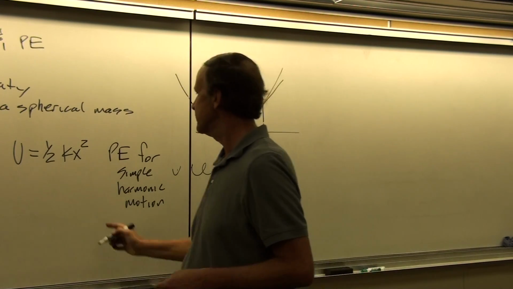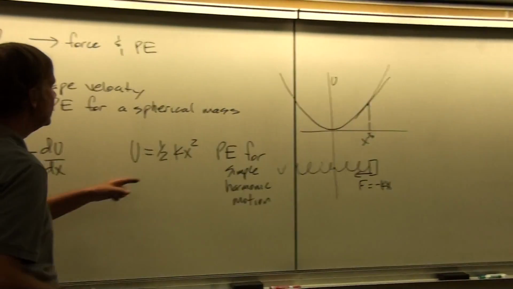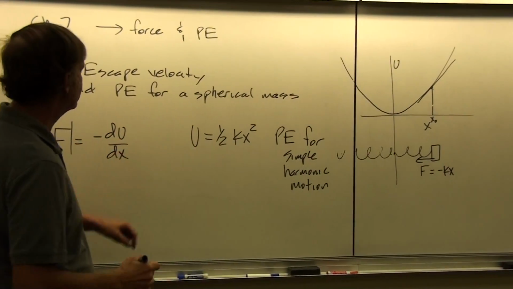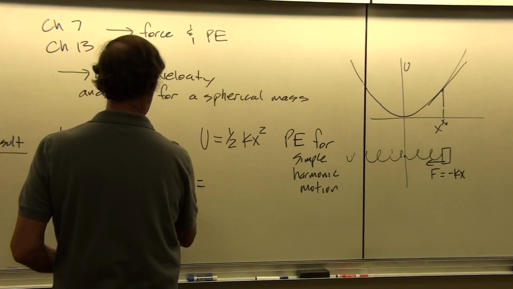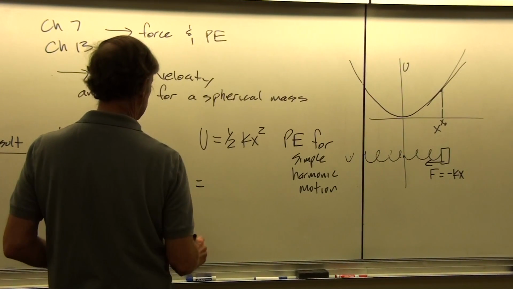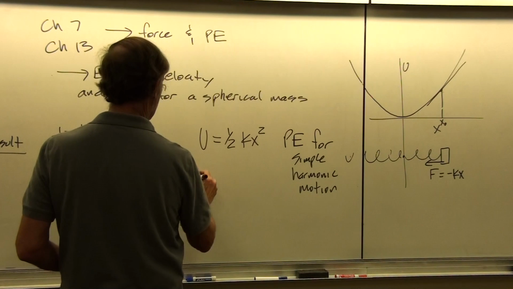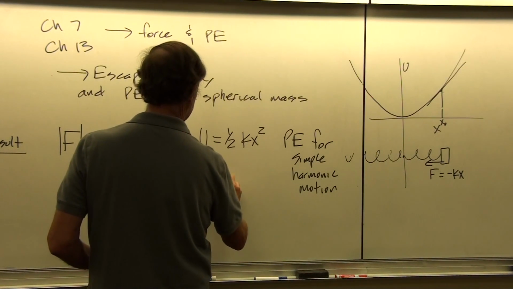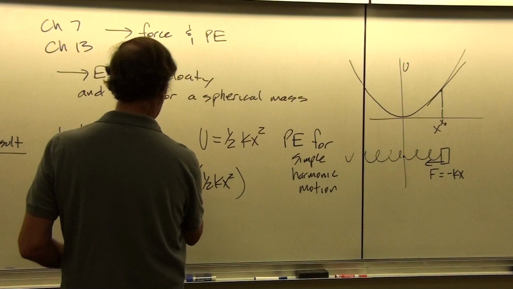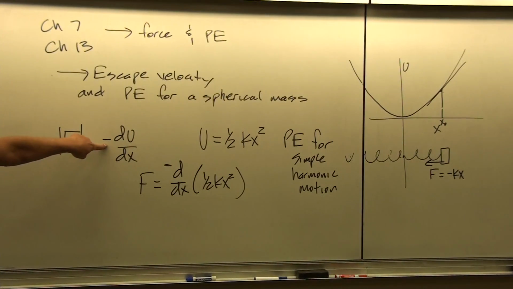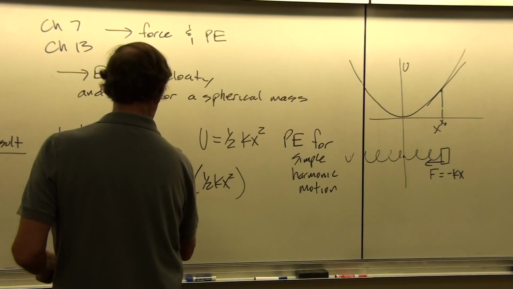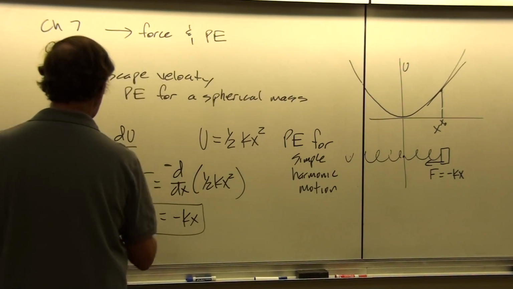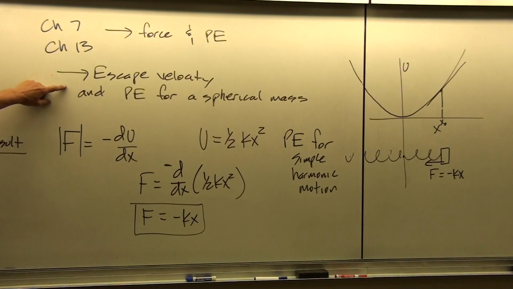So let's see if that works over here. Let's see if we can get Hooke's law by taking the derivative of U with respect to x. So d/dx of 1/2 kx squared, with a negative sign out in front because it's minus dU/dx, sure enough gives us minus kx. So this works. And it works for any potential energy function where the force is related to U.